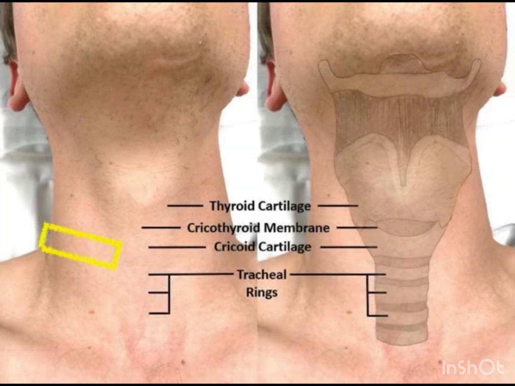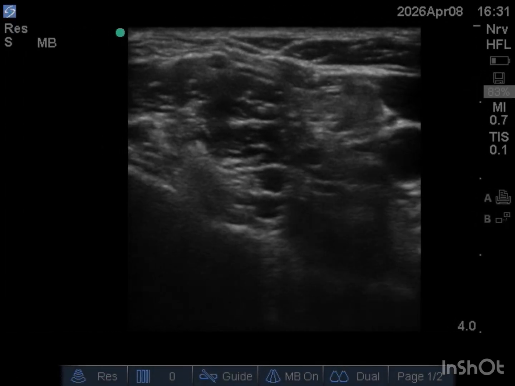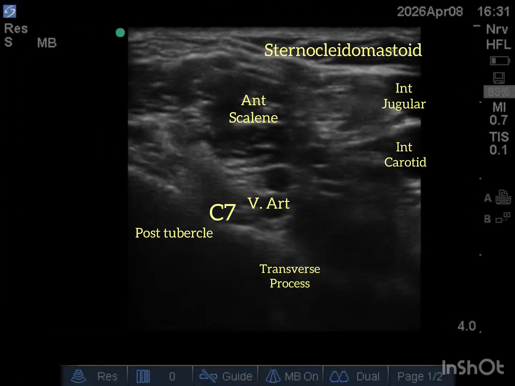A high-frequency linear ultrasound probe is used. Transverse scanning can begin just above the clavicle to identify the carotid artery. Then deep and lateral to this can be visualized the pulsatile vertebral artery and the C7 nerve root lateral to it.